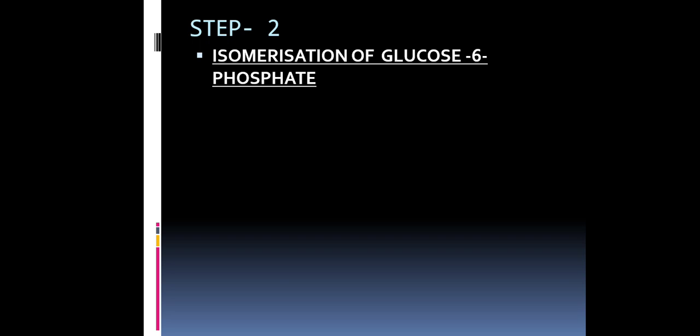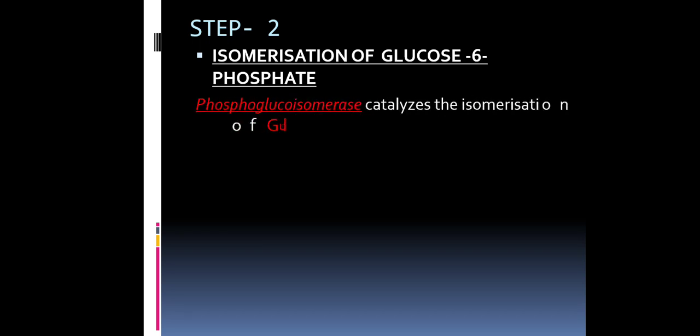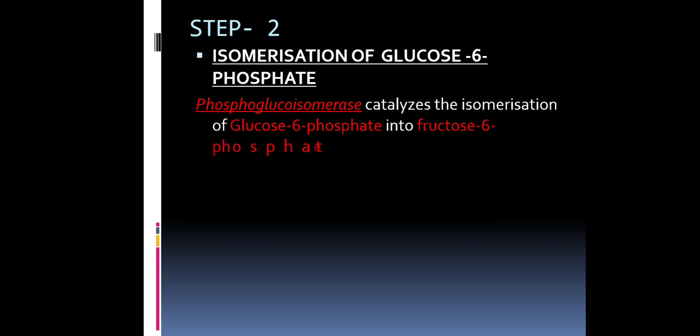So what we do is we isomerize the glucose 6-phosphate to fructose 6-phosphate, and that is done by a catalyst, phosphoglucoisomerase, which catalyzes, as I have told you, the isomerization. Isomerization is a process of converting one isomer to another, that is, of glucose 6-phosphate into fructose 6-phosphate.